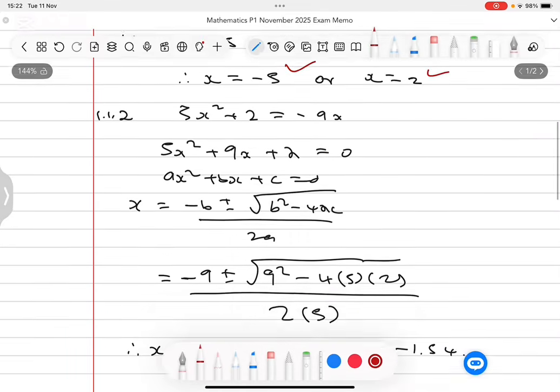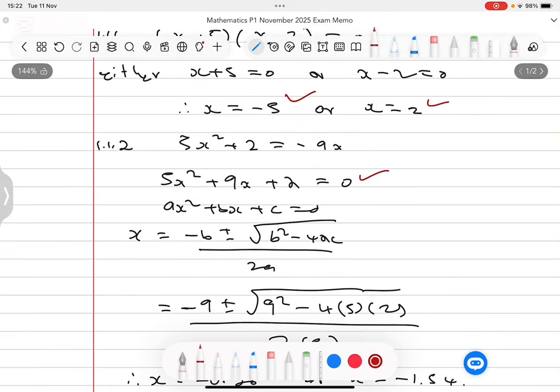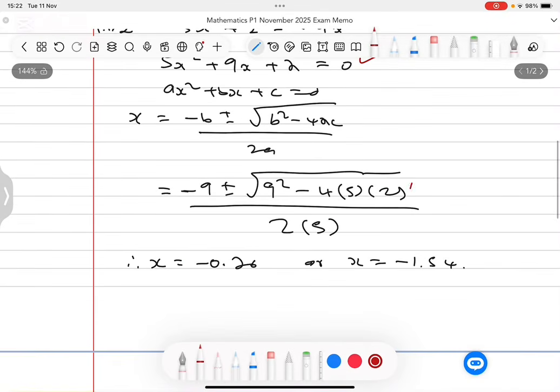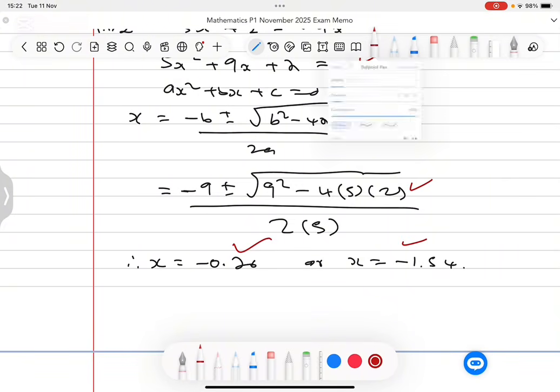This is 4 marks. The first mark will come from writing the standard form. The second mark will come from substitution, and 1 mark for each correct value of x.